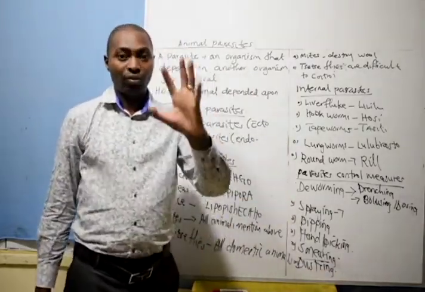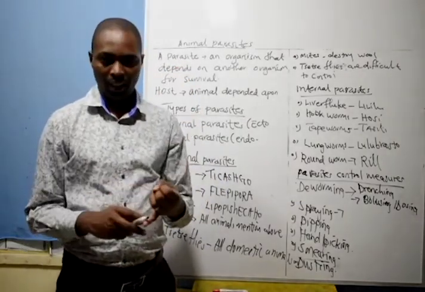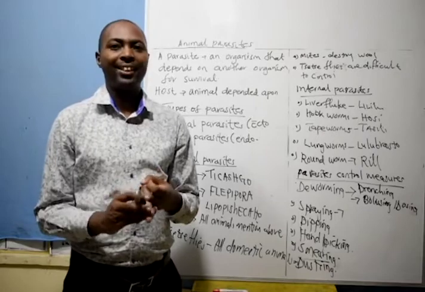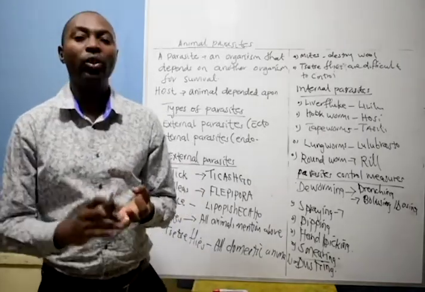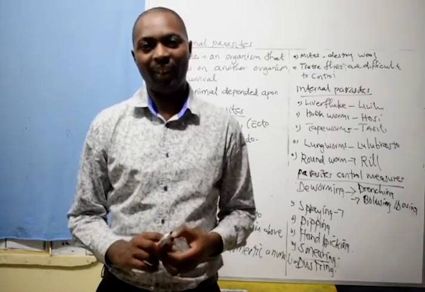Then parasites have four main effects. One, they suck a lot of blood. They can cause anemia. They destroy body parts. They reduce the quality. They also reduce the yield and at times cause death. Otherwise, read more.